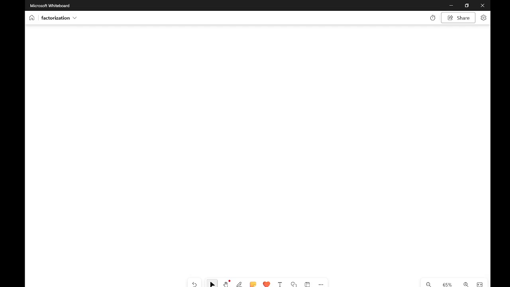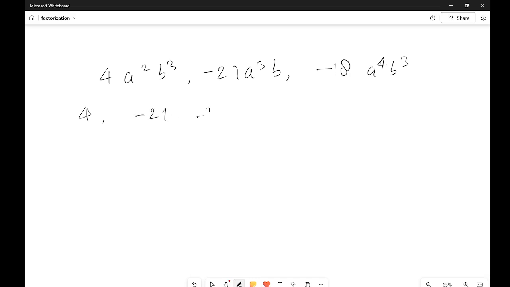So let's try the expression. The first expression is 4 a square b cube, second minus 21 a cube b, and the third one is minus 18 a power 4 and b cube. Let's see what we can do here. Let's think about three expressions, and similar to the previous questions, we have constants and variables. The very first part is to find the common between the constants: 4, minus 21 and minus 18.